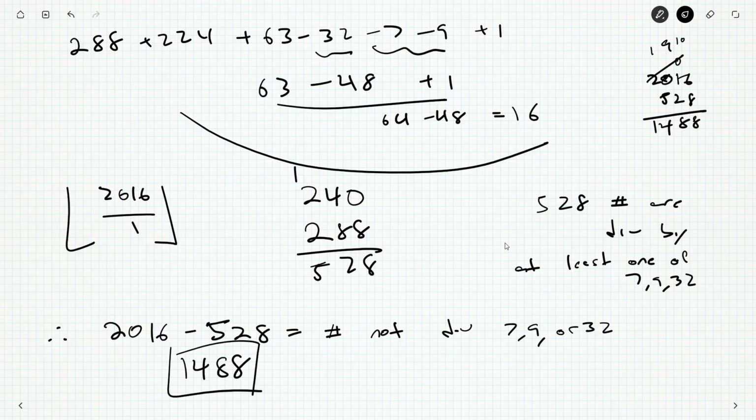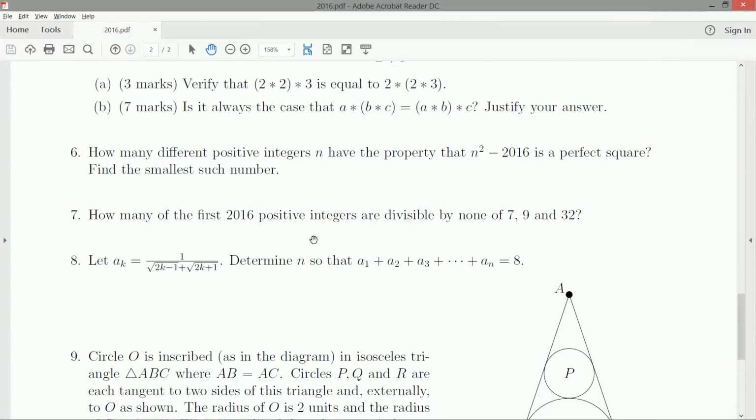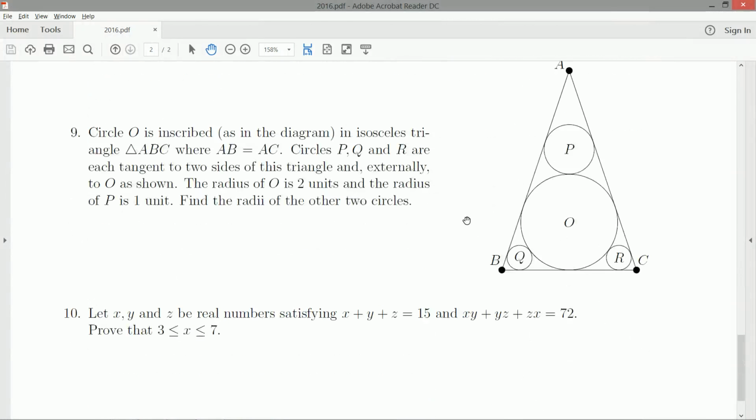So 1,488 numbers between 1 and 2016 are not divisible by a 7, a 9, or even a 32. All right, so that wasn't so bad. Nice little question number 7. We got 3 more questions to go.